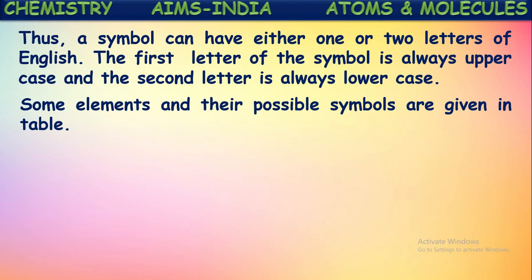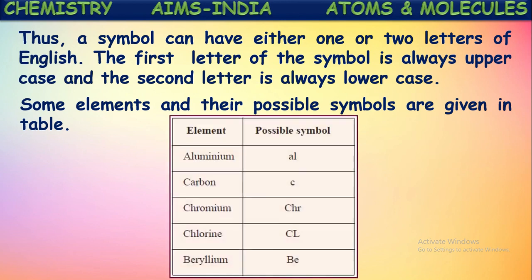Now let us see some elements and their possible symbols given in the table. Observe the symbols given for the elements and check whether they are correct or not. Say the element aluminium. What is the symbol for aluminium? Actually, the first letter is A. It should be taken as its symbol, but A is the first letter for so many elements. To avoid the confusion, along with the first letter A, the second prominent letter from its name is also taken. That is L. Now the symbol of aluminium is AL.